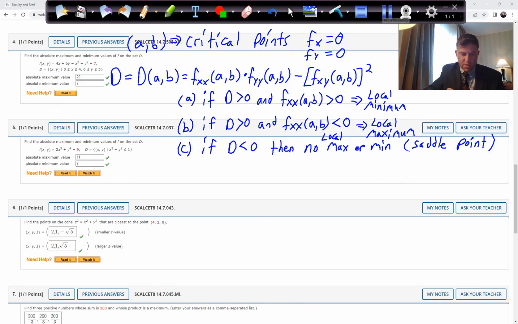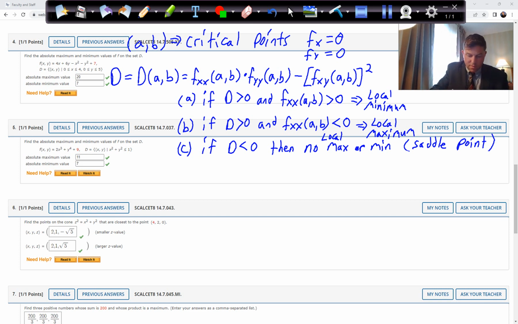Okay, for problem 6, we have: find the points in the cone z squared equals x squared plus y squared that are closest to the point 4, 2, 0. So we have this three-dimensional cone, and we have a point in 3D space, and we want to see what points on the cone are closest to this point floating in space. So to get this, we need another D, but this time it's distance formula.